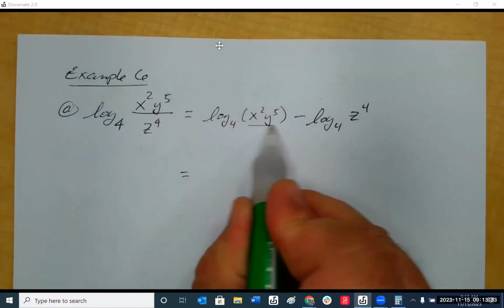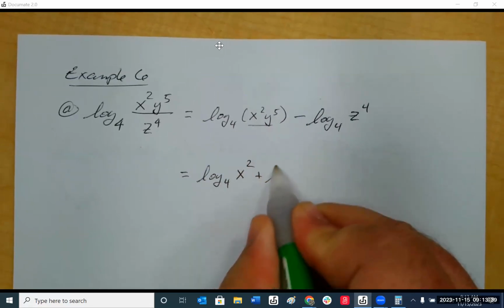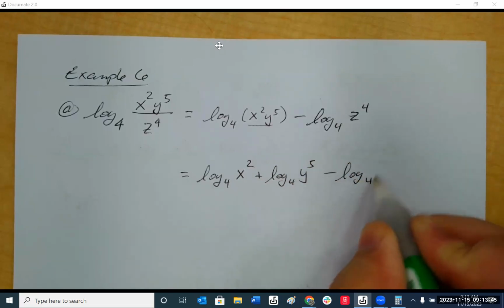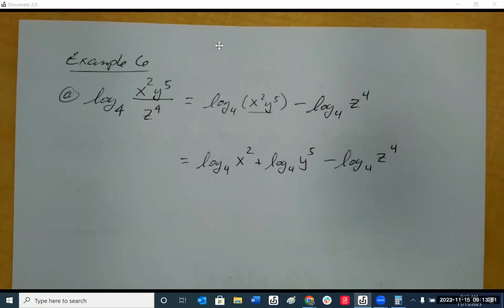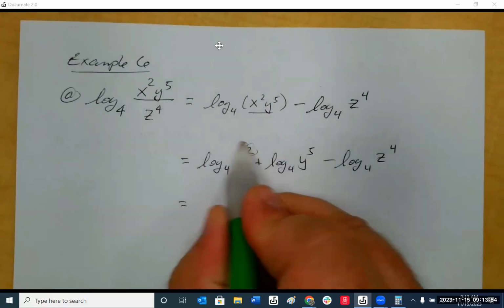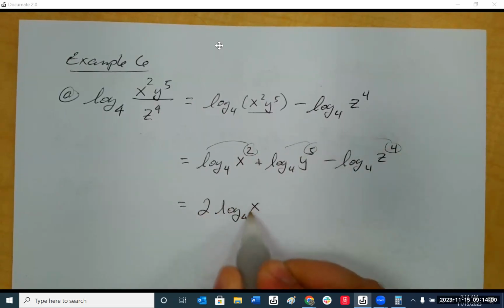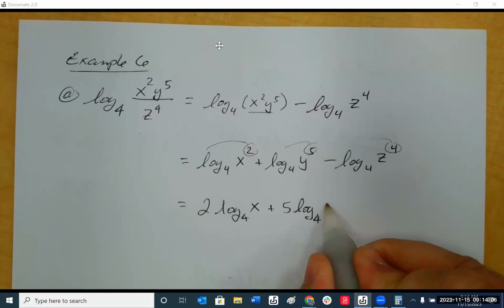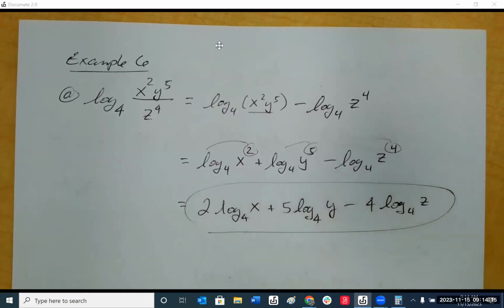Now we can expand this one. X squared plus y to the fifth. Now, since all of these have exponents, those exponents go out front. So we have 2 log base 4 of x plus 5 log base 4 of y minus 4 log base 4 of z. That's your answer. Can't go any further.